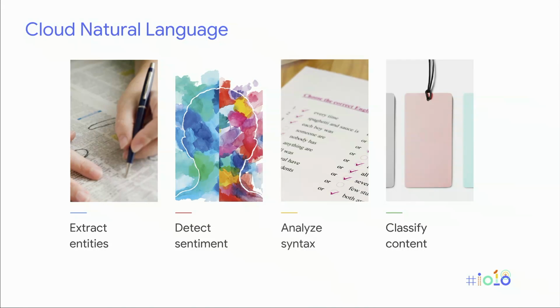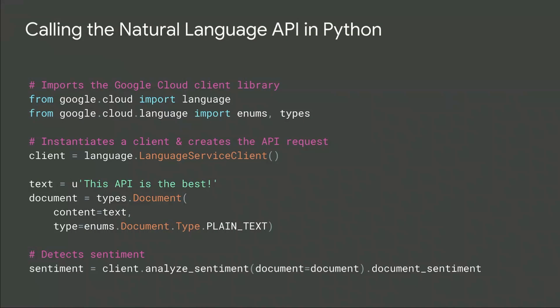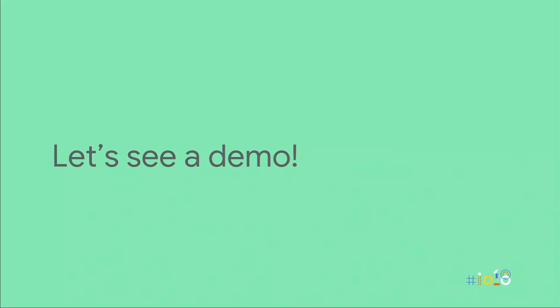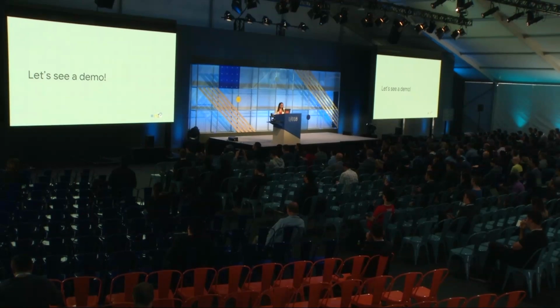Here's some Python code to call the natural language API. It's going to look pretty similar to the Vision API code we saw on the previous page. And again, we don't need to know anything about how this model works. We just send it our text and get back the result from the model. Now let's jump to a demo of the natural language API.